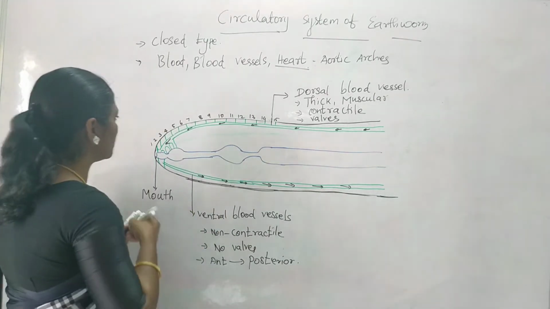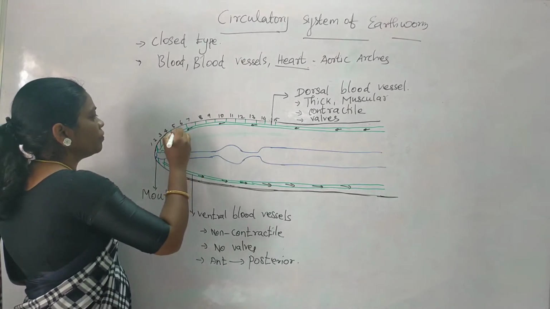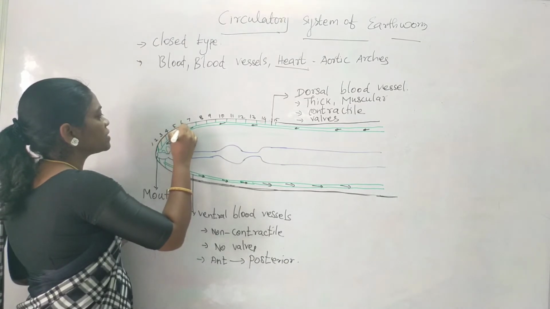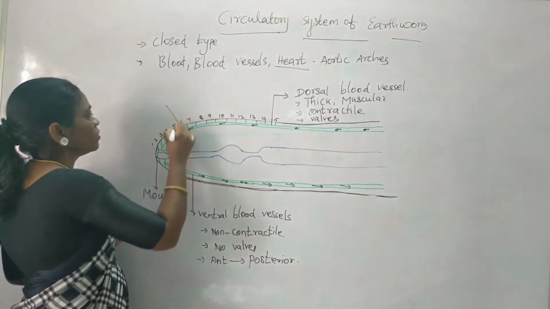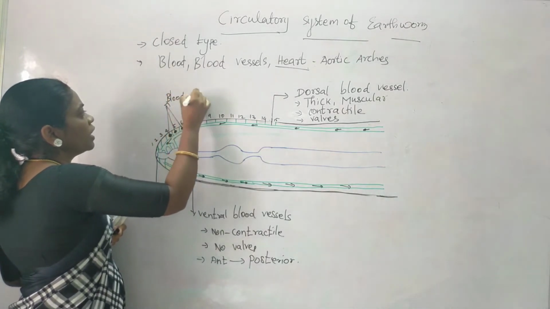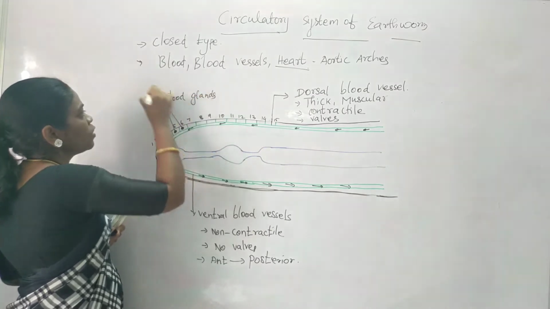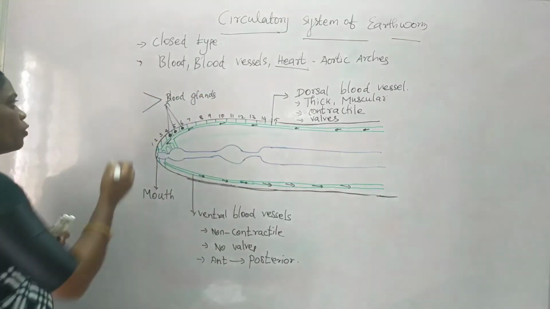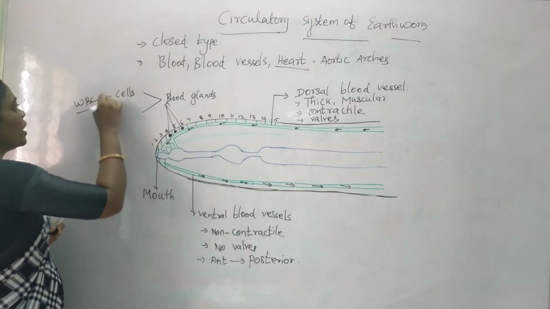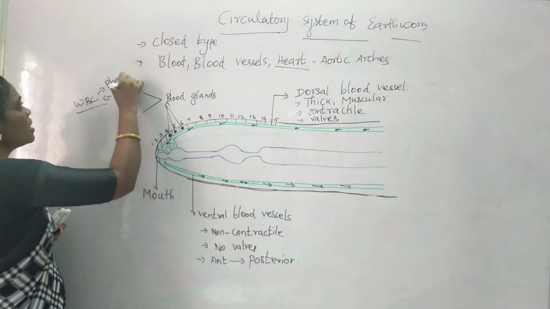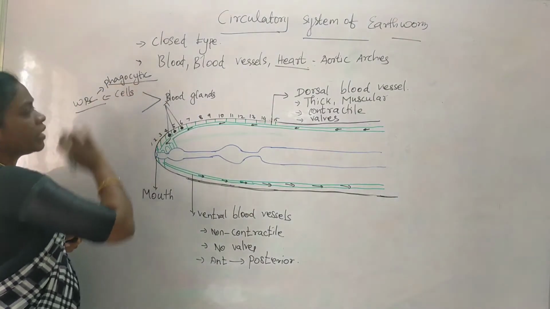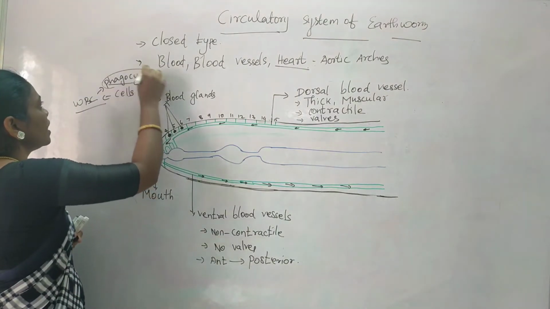Again, one more important structure. On the 4th, 5th and 6th segments, you can find a structure known as blood glands. These three structures are known as blood glands. These blood glands produce two types of cells. One is the cells that represent WBC, which are phagocytic cells. Phagocytic means they can fight against microorganisms.